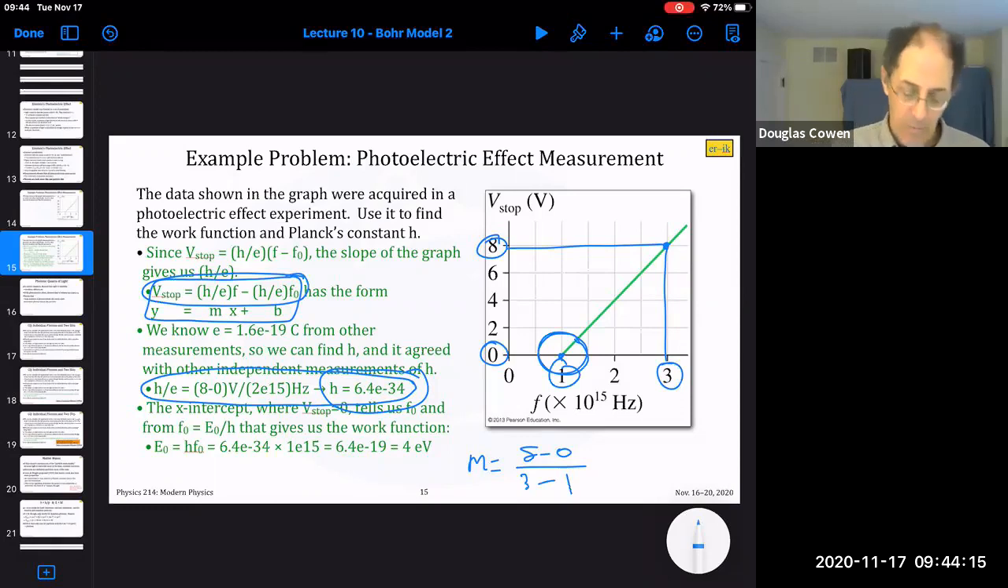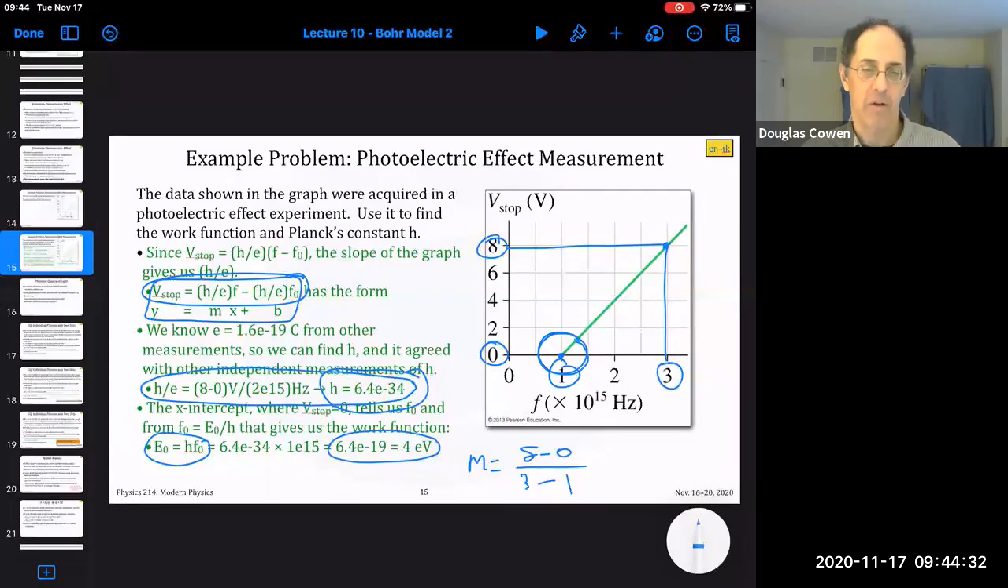And then we can figure out what the work function is by just multiplying that f₀ by Planck's constant. And so for this particular set of data, the work function is 6.4 × 10⁻¹⁹ joules, which is equal to 4 electron volts.